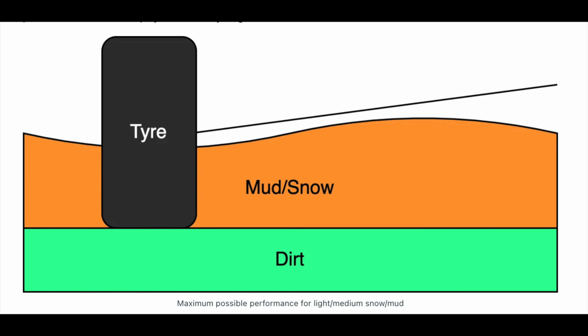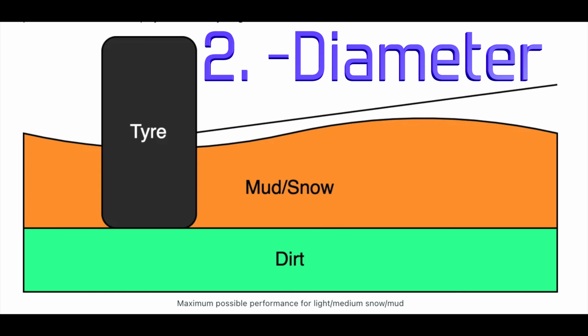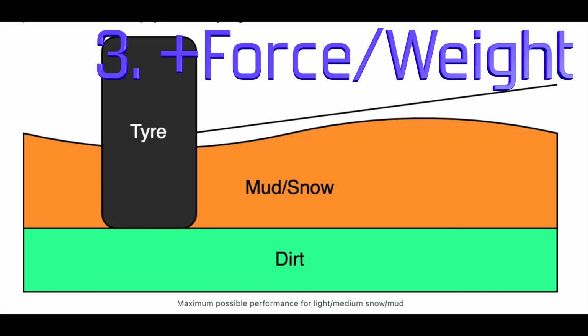If you want to cut the mud and move fast, what can we do? First, reduce tire width, which will decrease the contact patch. Second, reduce tire diameter. And this is really interesting, because width specified in the game is not in inches, but just a fraction of diameter. So less diameter means less width. Third, increase weight or force applied to the truck.